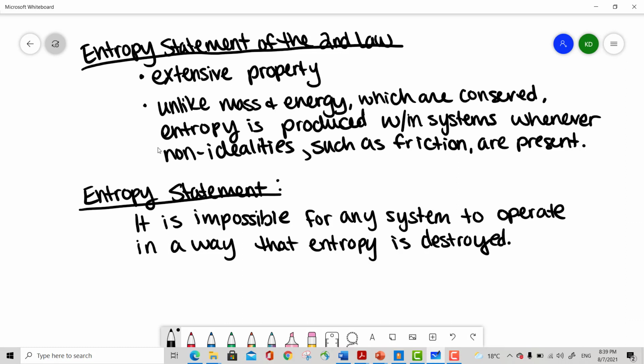Okay, so again, if the entropy statement is it is impossible for any system to operate in a way that entropy is destroyed, then it's never going to reduce. And if we don't conserve entropy, then the most likely or default answer is that entropy is always going to increase with our direction of time.